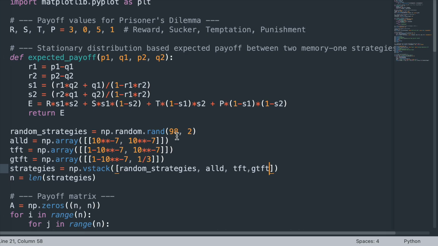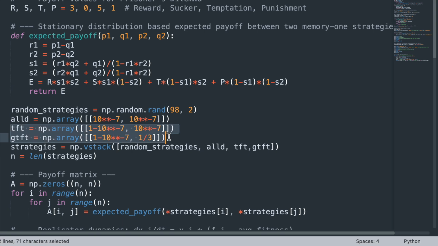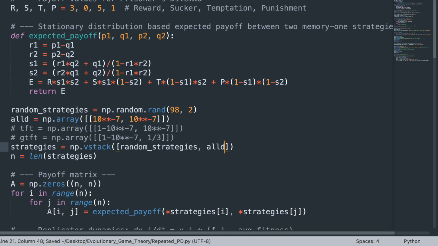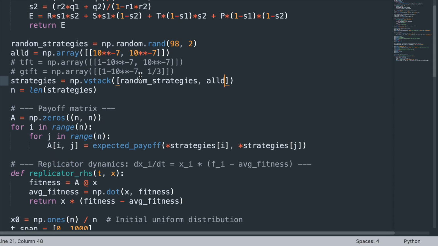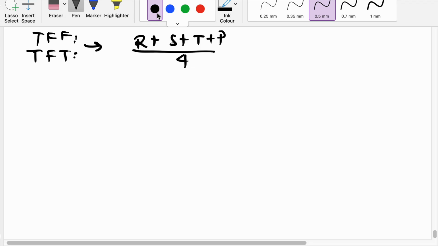Now I am taking, suppose, 98 random strategies. Let me put this GTFT, and so only. Okay, so this is an ALLD strategy. I introduced an ALLD strategy. What does the ALLD strategy mean? Let me write it down. I have chosen the ALLD strategy.